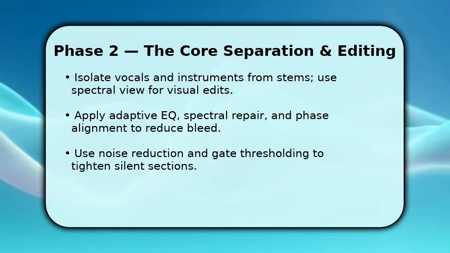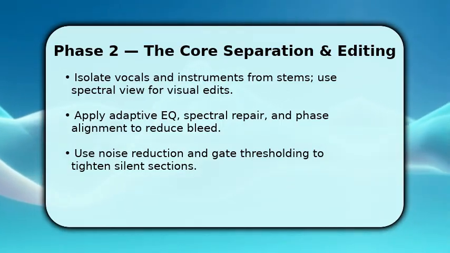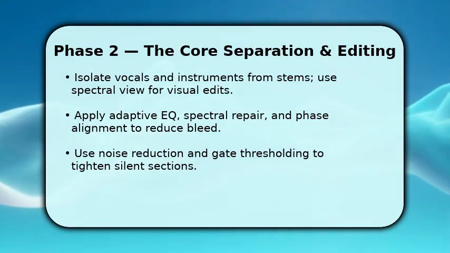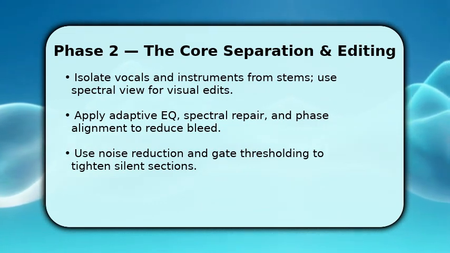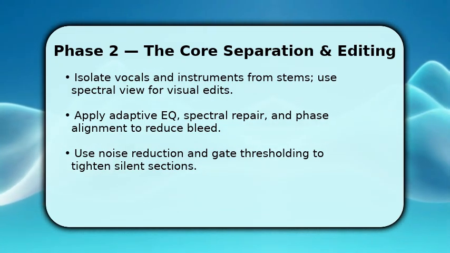If phase issues appear, realign waveforms between stems to avoid comb filtering. Apply a gentle noise reduction and a gate set to the vocal envelope so silent gaps don't reveal music. This is where precision makes the edit credible.